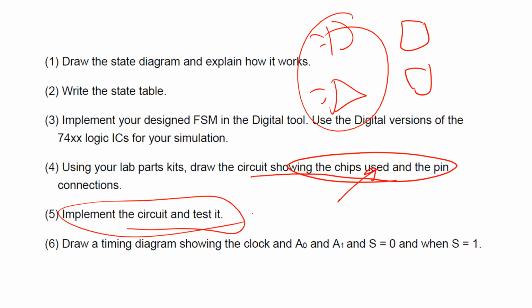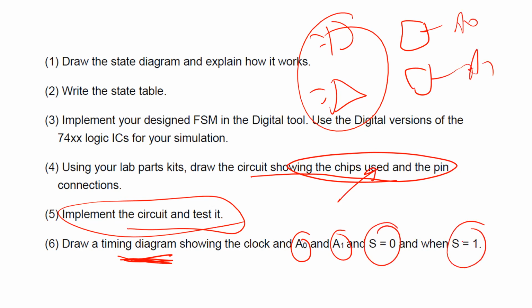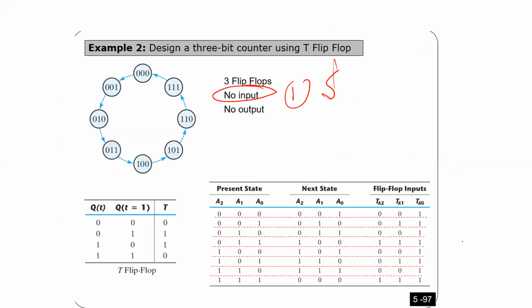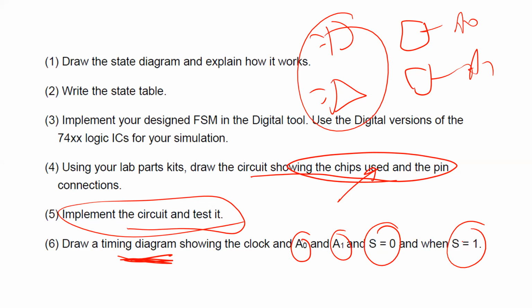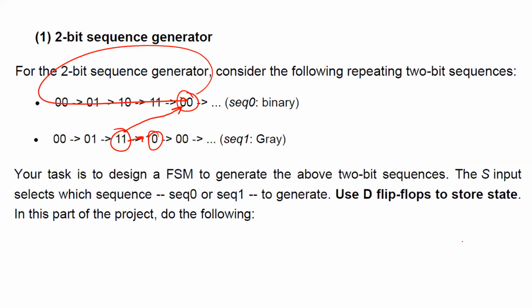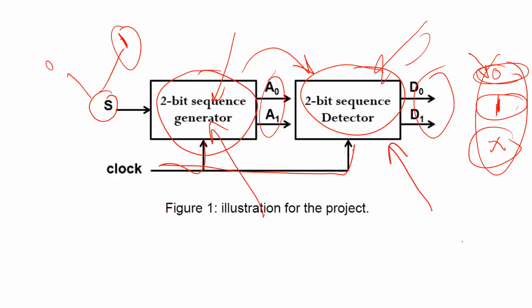Also, I want you to draw a timing diagram to show how it works given E0 or E1. So here I'm using E0 and E1, when S equals 0 and S equals 1. And you need to draw the state diagram for this one. I think that's it. It's just a very easy lab. I wish you can finish.